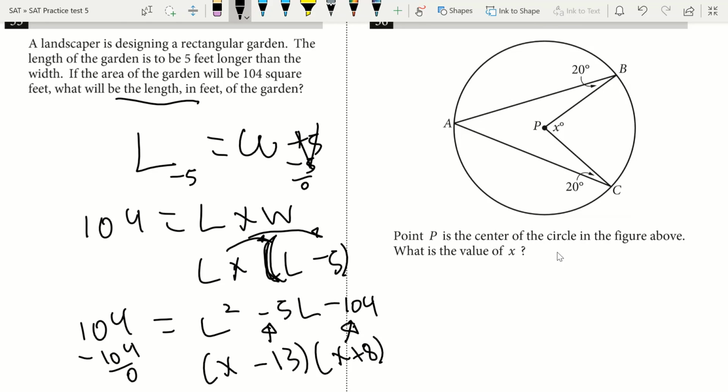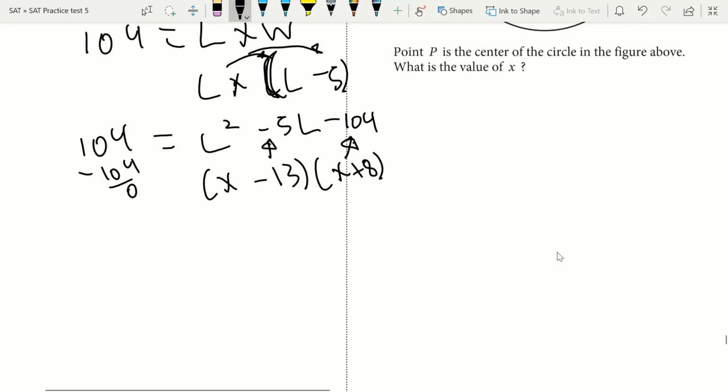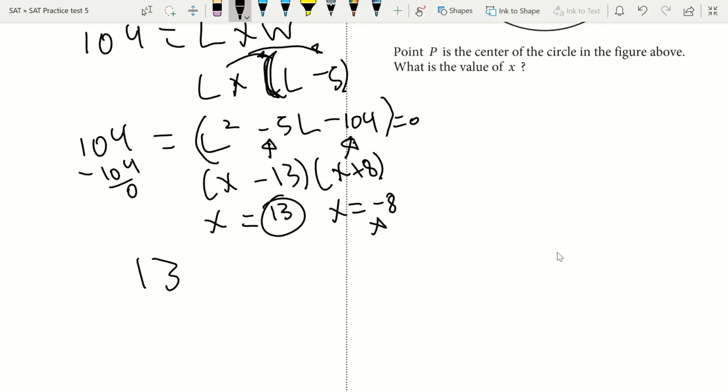Another way you could do it, you could use the quadratic formula. You could also take this equation here that I'm putting in parentheses, set that equal to 0 if you wanted to, and then see where it hits 0 on your calculator, and then solve for L that way. But I did it this way, and now I can see x will equal 13 or negative 8, but we can't have a negative length, right? We can't have negative length, so my answer then has to be 13 for the length.